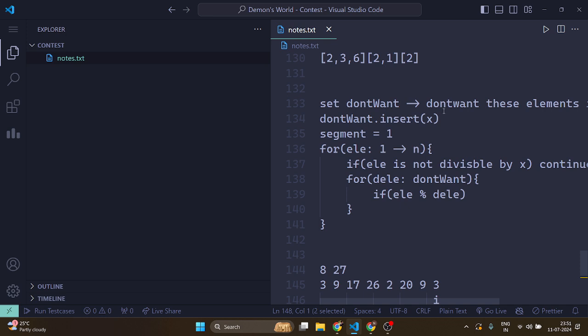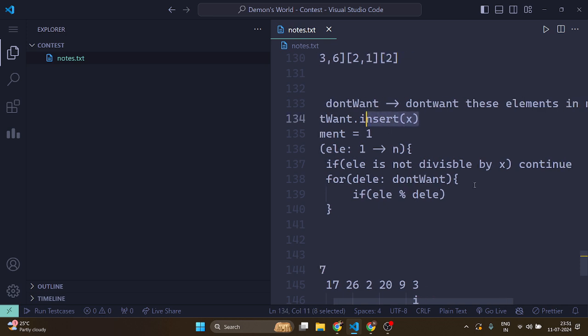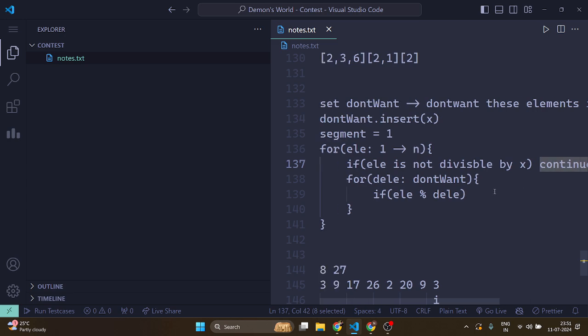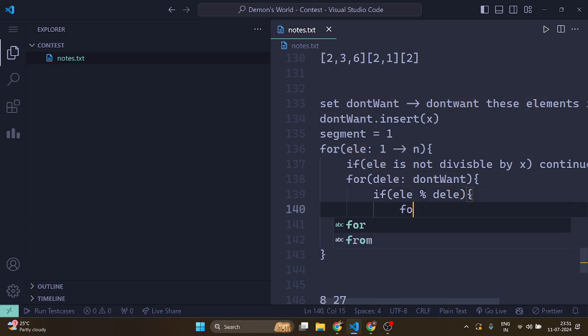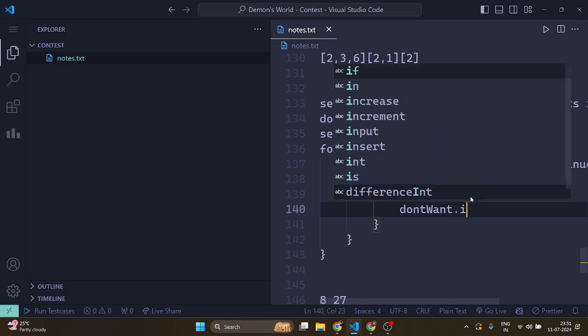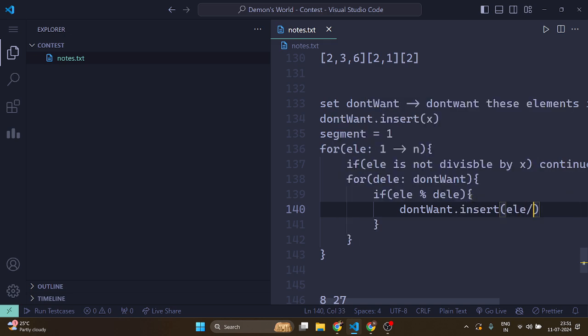We created one don't want list. We initially insert x. For every element which is not divisible, we don't care, we continue. If it is divisible, for every element in the don't want list, we traverse. And we check whether something is divisible by that element, if it is divisible, we insert into don't want the element upon d element.